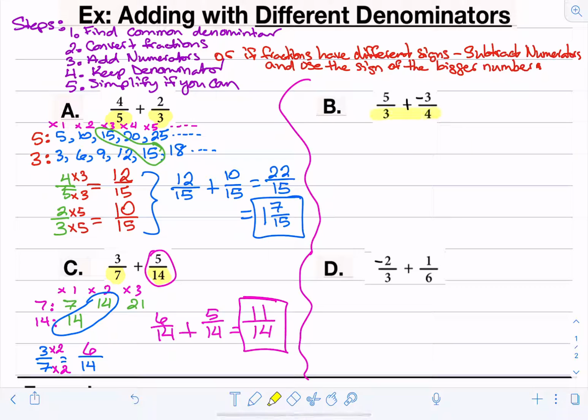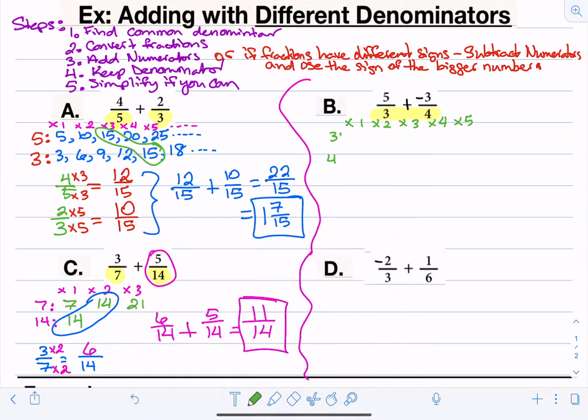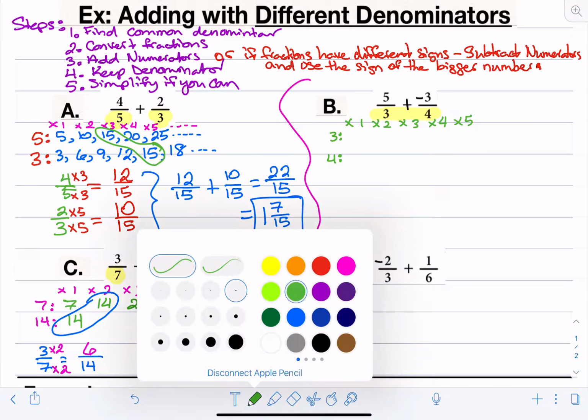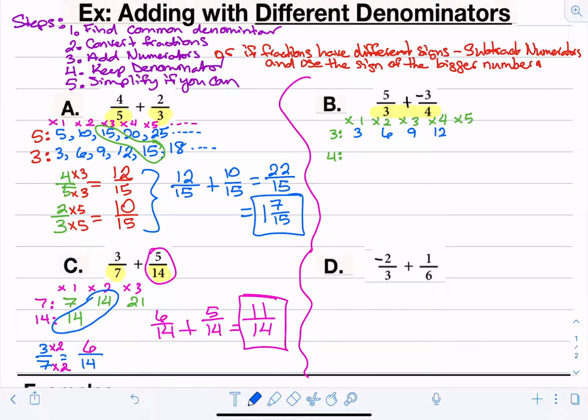Okay, well, 3 and 4 are not the same, so we definitely need to find that common denominator so we can convert the fractions. So in this case, we have 3 and we have 4. So we're going to go ahead and just multiply these out. Maybe you want to go up to 5 for everything just to give you a starting point. Okay, so let's go ahead and find our multiples. So 3 times 1 is 3, 3 times 2 is 6, 3 times 3 is 9, 3 times 4 is 12, 3 times 5 is 15.